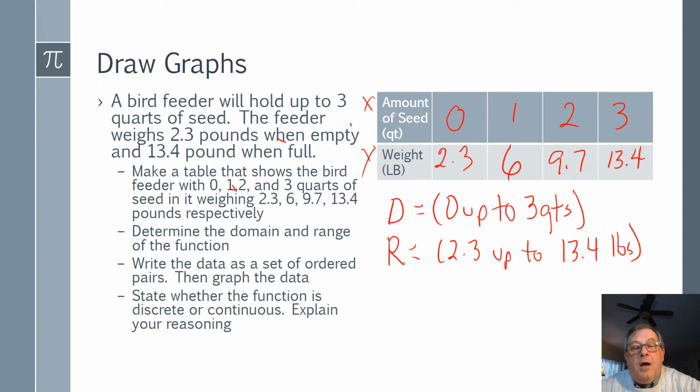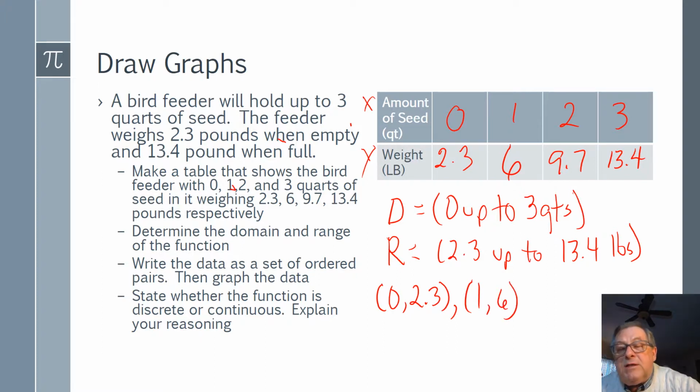And now let's do a set of ordered pairs, plural. When I've got 0 quarts in the feeder, it's going to weigh 2.3 pounds. There's one ordered pair: when x is 0, y is 2.3. And when we've got 1 quart, then the feeder weighs 6 pounds. So when x is 1, y is 6. And when we've got 2 quarts in the feeder, the feeder is going to weigh 9.7 pounds. Again, when x is 2, y is 9.7.